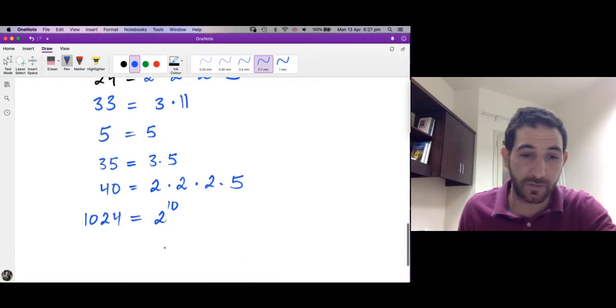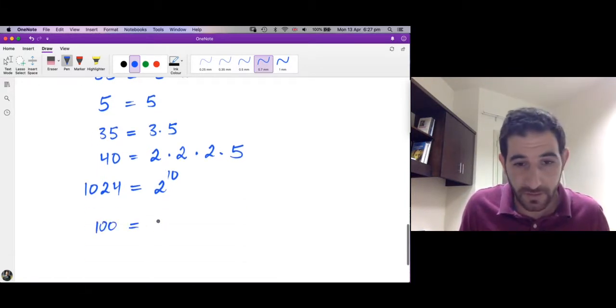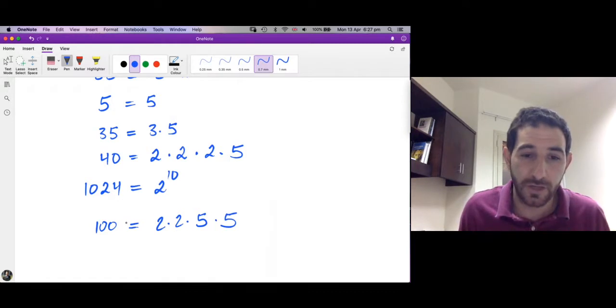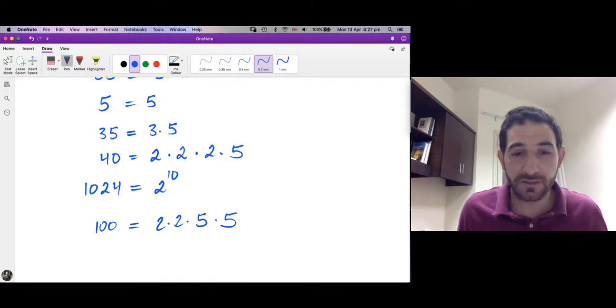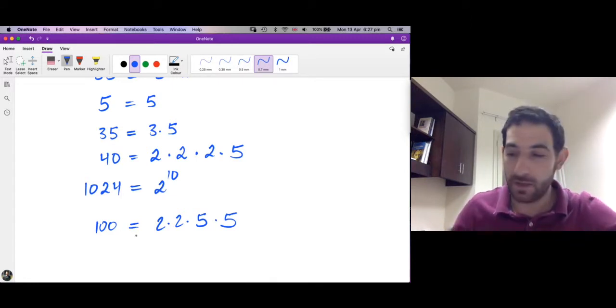Look at the number 100. What is the prime decomposition of 100? You have 2 times 2, which is 4, times 5, it's 20, times 5, it's 100. So 2 2's and 2 5's make up the number 100. And these are the only primes which make up 100. Okay, so this is about the fundamental theorem.